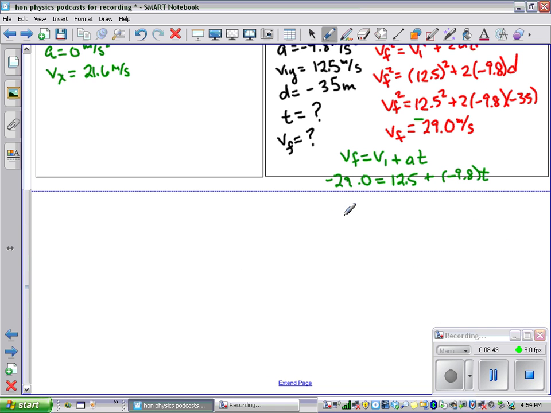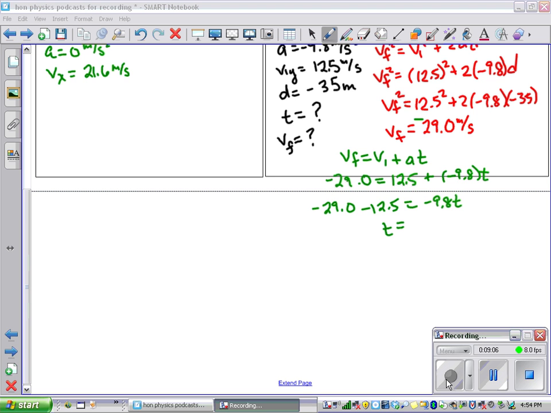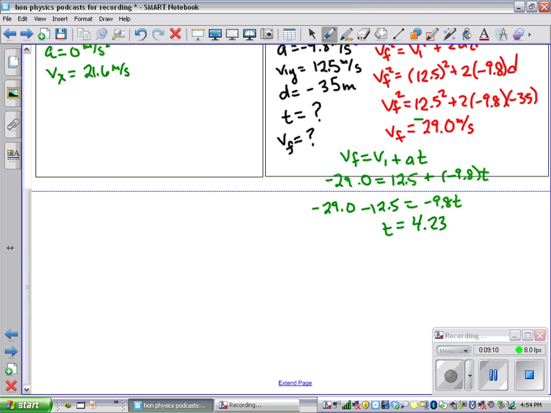Extend my page a little bit so I have some space. I'll just show you my algebra here. Minus 12.5 because I'm subtracting from both sides equals negative 9.8 times t. So if I add those two together, I get a negative number. Divide by negative 9.8, I get a positive number, and that gives me a time of 4.23 seconds.